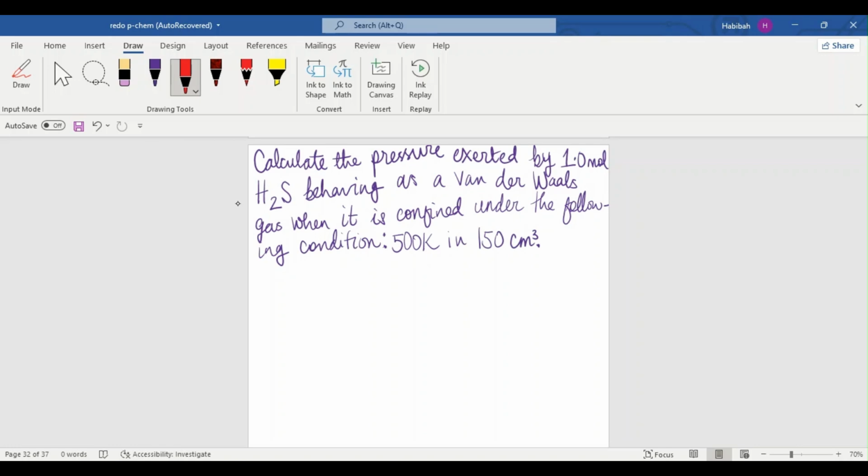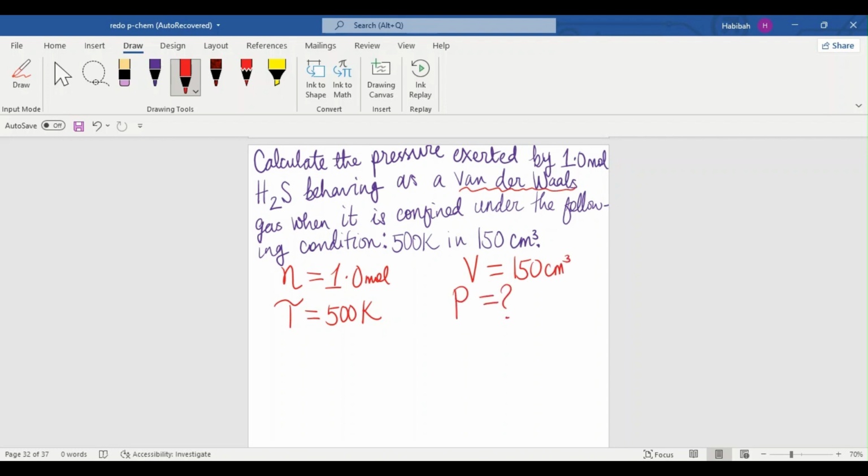Today we're going to be working on the question on the screen that says: calculate the pressure exerted by 1.0 mole H2S behaving as a van der Waals gas when it is confined under the following condition: 500 Kelvin in 150 centimeter cube. So calculate the pressure exerted by 1.0 mole of H2S gas. The first thing you have to note is that this H2S gas acts as a van der Waals gas, and the number of moles is 1.0 mole. We're also told that it was confined under the following condition, which is just the temperature, 500 Kelvin, in 150 centimeter cube. And we're told to determine pressure.